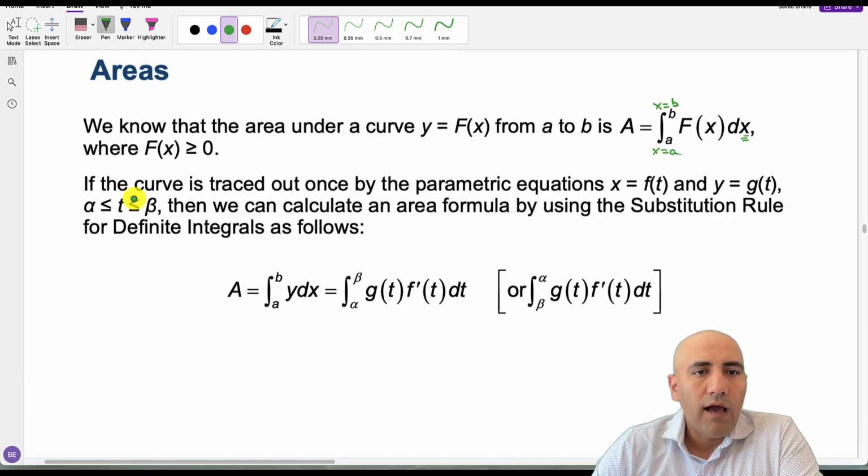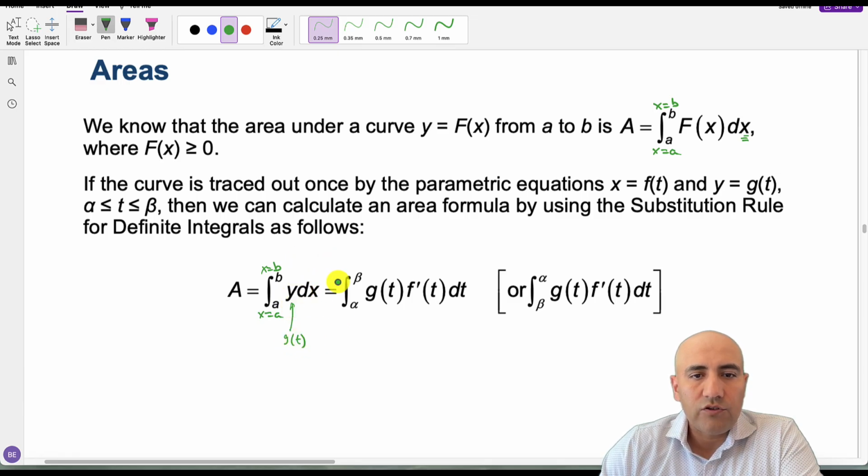Okay, so if the curve is traced out once by a parametric equation, x equals f of t and y equals g of t, as t ranges from alpha to beta, then we can calculate the area by using the substitution rule for a definite integral as follows. So capital A, the area of interest, is the integral from a to b, as x goes from a to b, of y dx. Now what we're going to say is that y is actually equal to g of t.